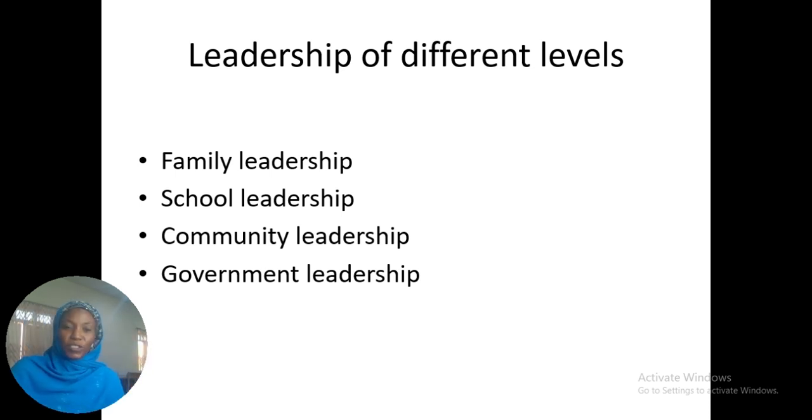Community leadership. Here we have leaders in our communities that are there to listen to our complaints. Then we have government leadership. Here we talk of leadership at the local level, the state government level, and then at the federal government level. At the local government level, we have the councillor, we have the chairman. In the state, we have the governor. At the federal level, we have the president as the leader, along with their ministers and commissioners as well.